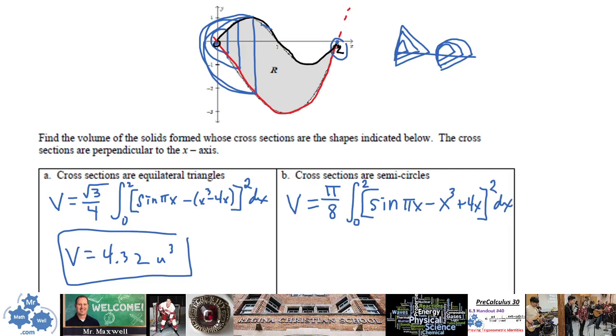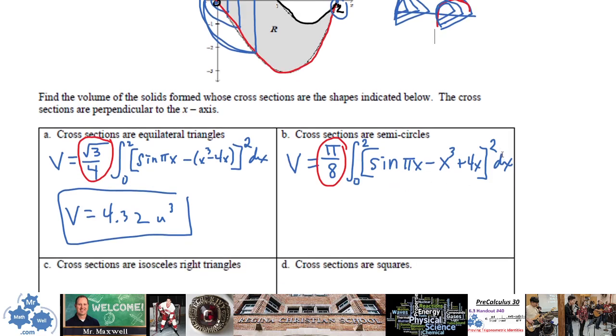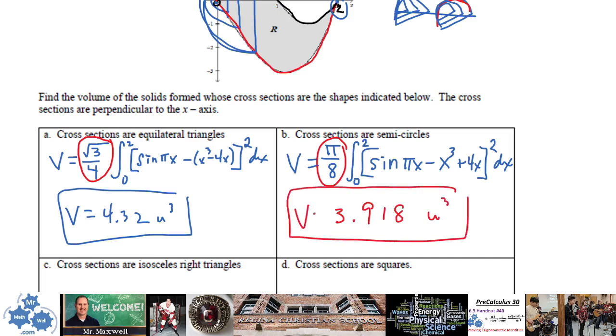Now, remember, we've done this work before, so the only difference really here is this root 3 over 4. That's the constant that gives us the triangle part, the equilateral triangle. This is the constant here that you're going to multiply this integral by, because notice it's the very same. And that's the constant that's going to give us the area that is represented in the semicircle. We went through all that, how to determine that before. So if you do the same thing on your calculator, you should get 3.918 cubic units for volume.